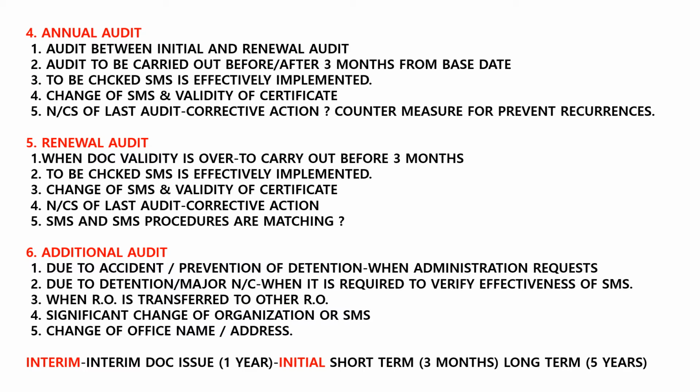4. Annual audit. Annual audit means audit between initial audit and renewal audit. 2. Audit to be carried out before and after 3 months from base date. 3. To be checked, safety management system is effectively implemented. 4. Change of safety management system and validity of certificate. 5. Nonconformities of last audit are taken corrective action. Countermeasure to prevent recurrences implemented. You have to check. 5. Renewal audit.